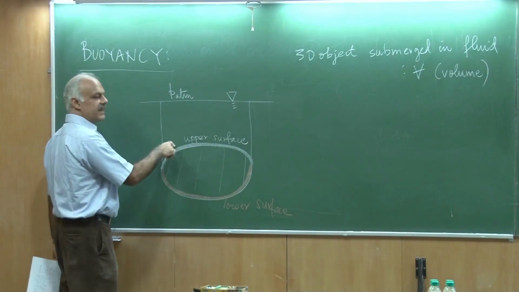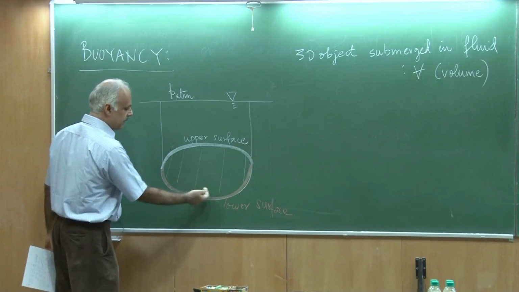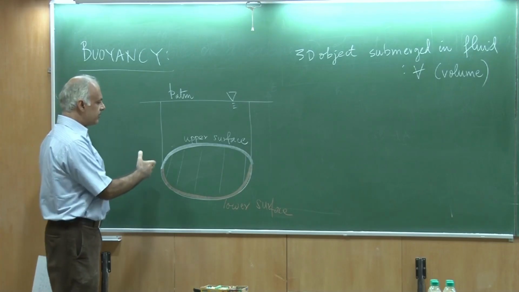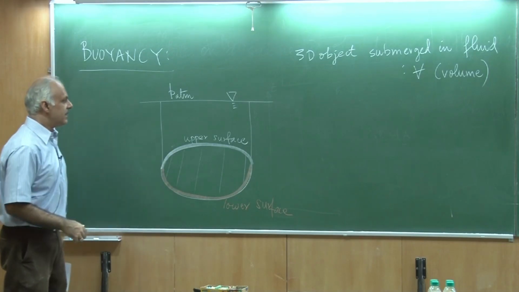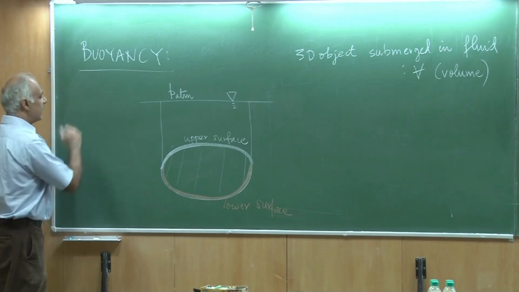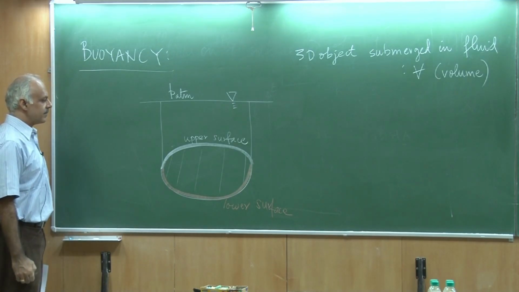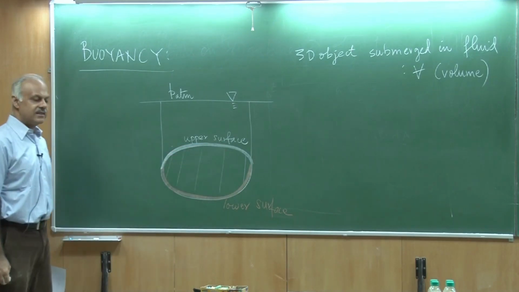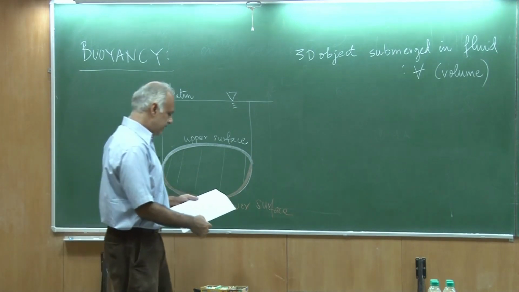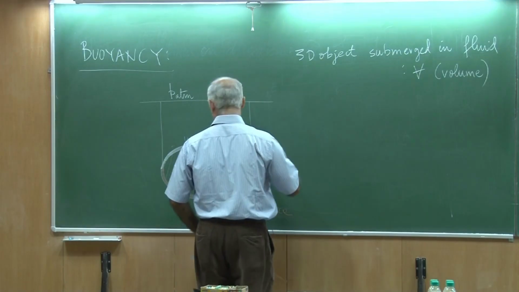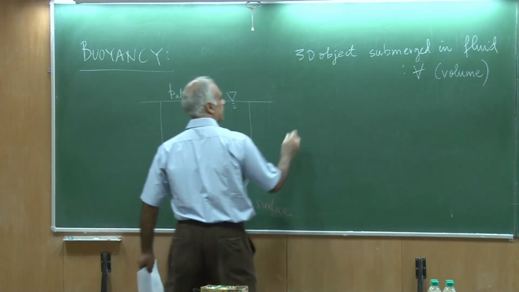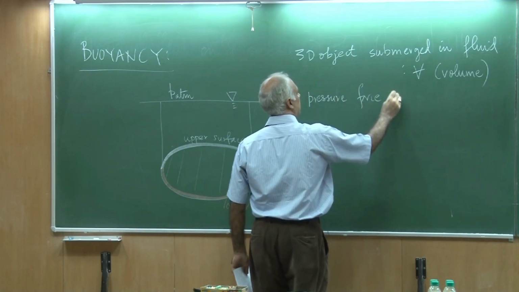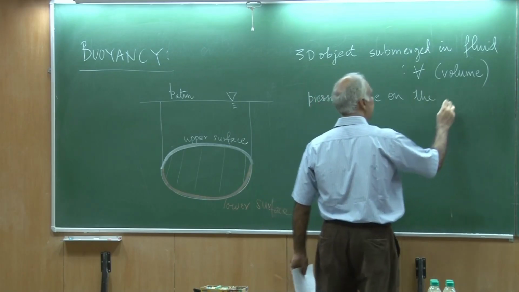There is a pressure force that acts on the upper surface, and there is a pressure force that acts on the lower surface. And if I can find the resultant of the force because of these two, then that would be the net force acting on this body, and I would call that the buoyancy force. So please recall that the pressure is always normal to these surfaces. So first I would like to calculate what is the force on the upper surface.